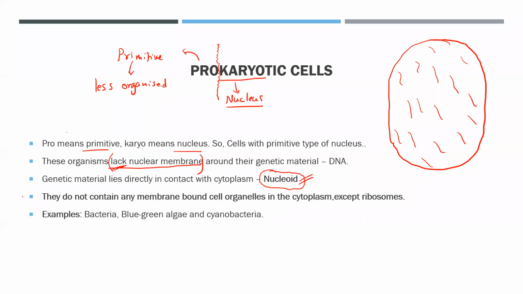Okay. Now, an important point is they do not contain any membrane-bound cell organelles. That means the small, advanced, membrane-bound cell organelles are absent here, except for the ribosomes. Ribosomes are advanced ones, but they do not have any membrane. Ribosomes are cell organelles, and these are present in prokaryotic cells. We will study about it. Then examples of prokaryotic cells are bacteria and blue-green algae, or cyanobacteria. So blue-green algae is also known as cyanobacteria. These are the examples of prokaryotic cells.